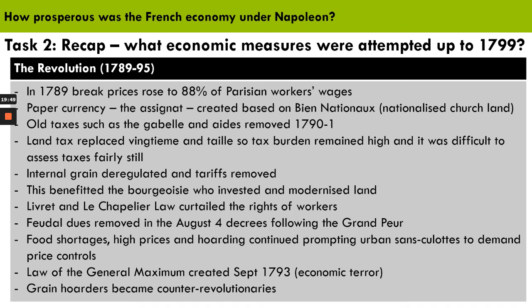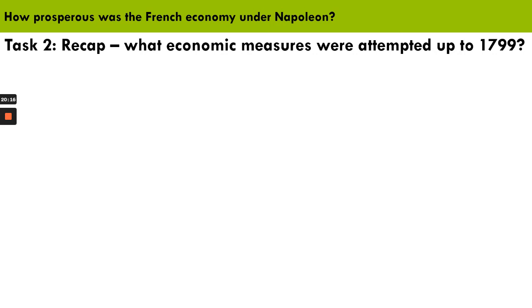And this was partly as a result of France being at war from 1792. And it was because of this that we had the economic terror, where the sans-culottes petitioned the leaders of the National Convention to introduce the maximum, i.e. price control. So there had been reform in this period, but it hadn't been necessarily successful in improving the economic situation for the poorest, had it.